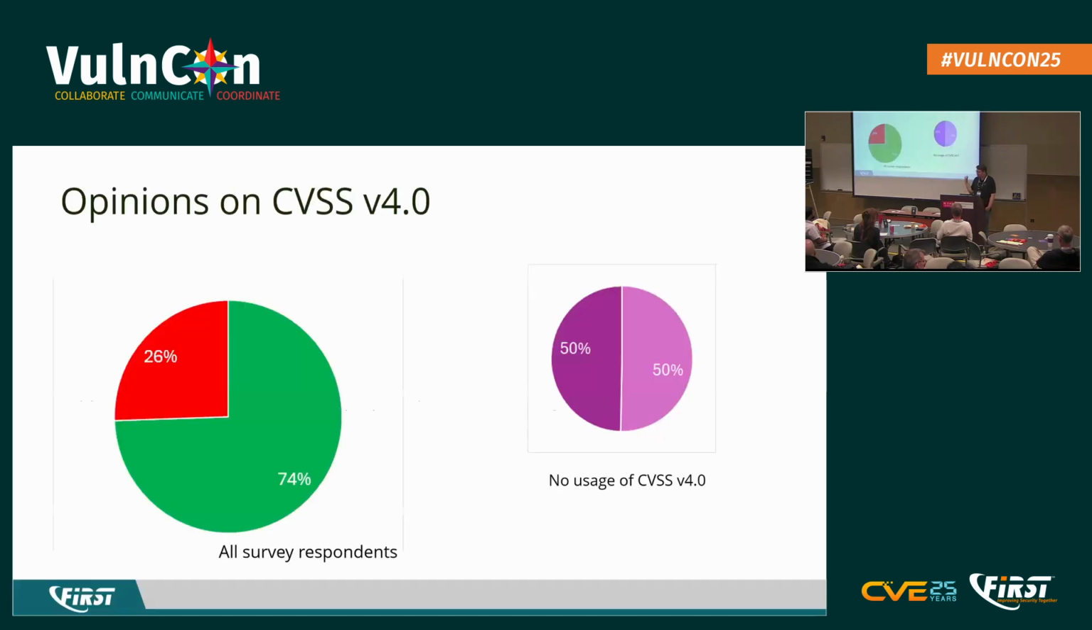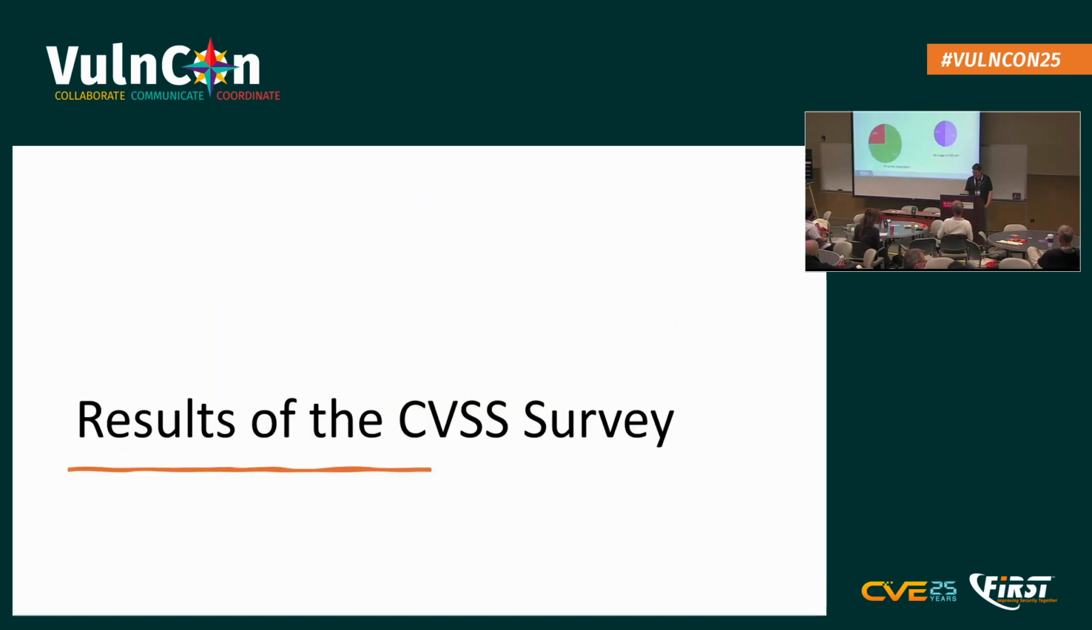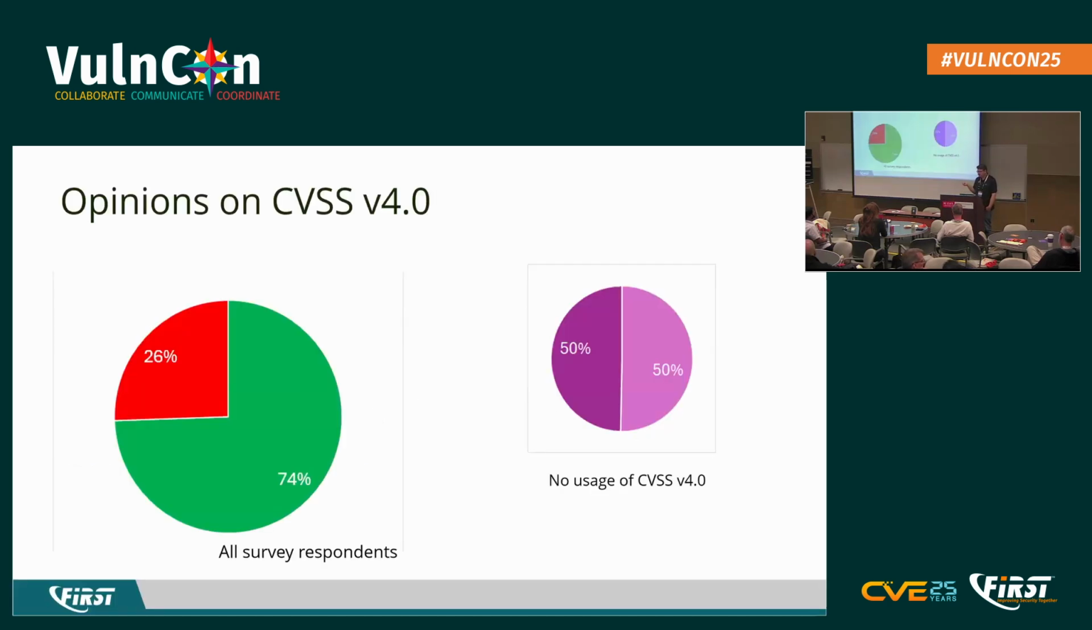Let's talk about some of those results. So we've had over 500 responses since September 2024. If you haven't taken the survey or if you're curious, it's in the Discord. I put a link in there. It's also available on the CVSS site, first.org/CVSS. So over 500 responses is the last time I looked at this.